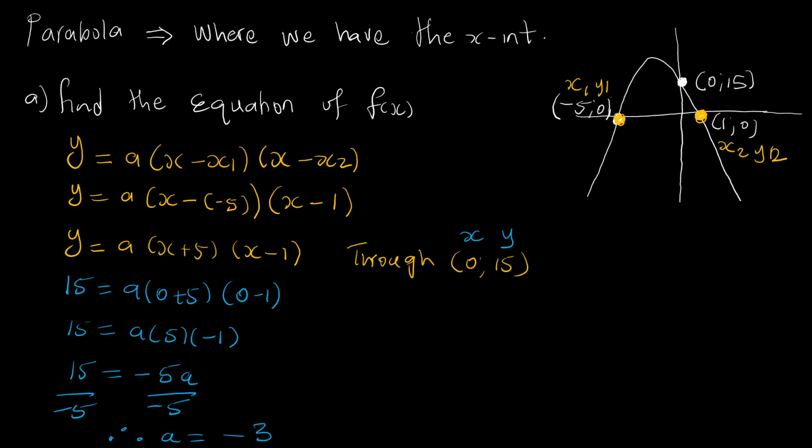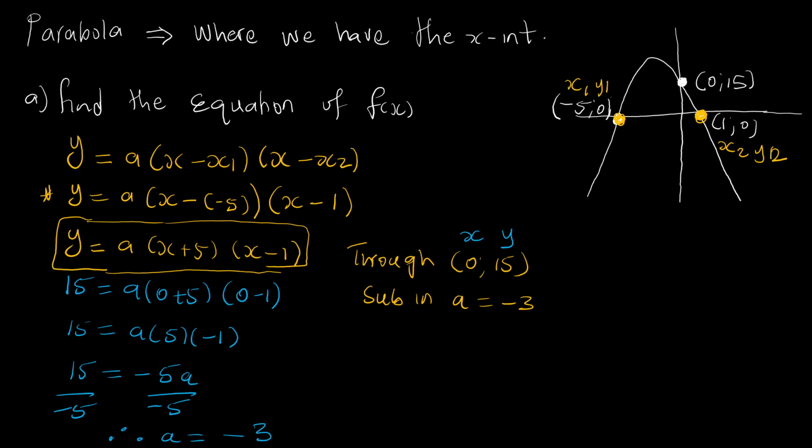So now when you have the value of a, you need to substitute. You need to sub in a equals minus 3 in this equation, the factorised equation. Don't substitute in the other equation, because you still have to simplify the minus times minus 5. So the equation that we need to substitute in is that one. Let's quickly work on that. We're going to say y equals, where there's a, we can put minus 3 inside the bracket, times (x plus 5), close the bracket, times (x minus 1).